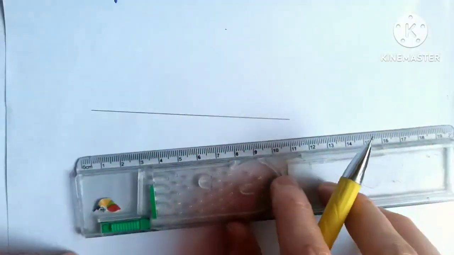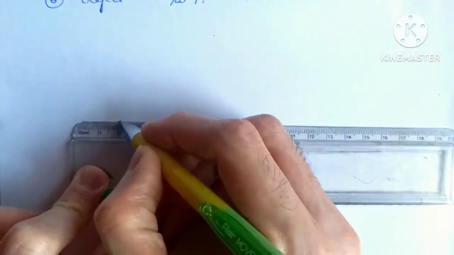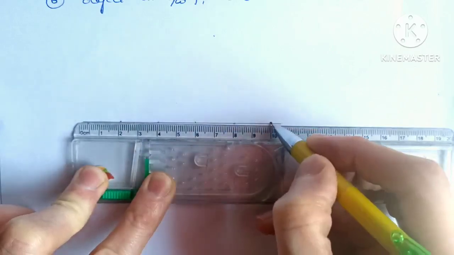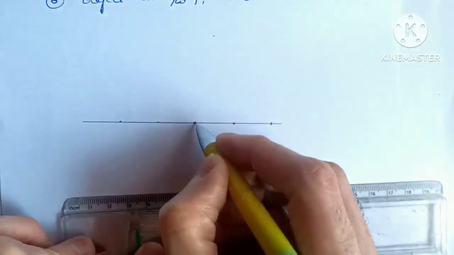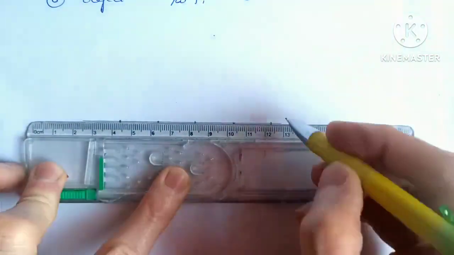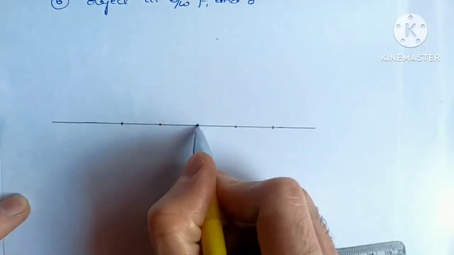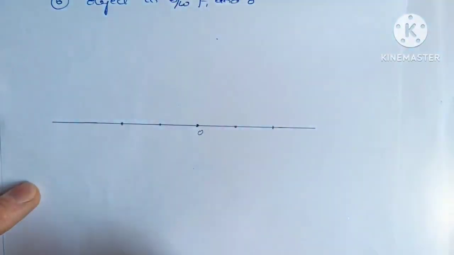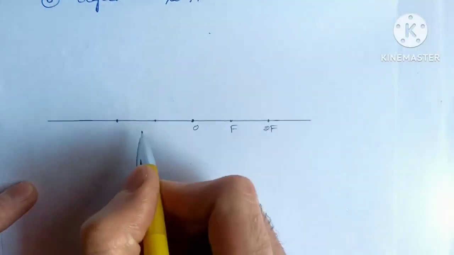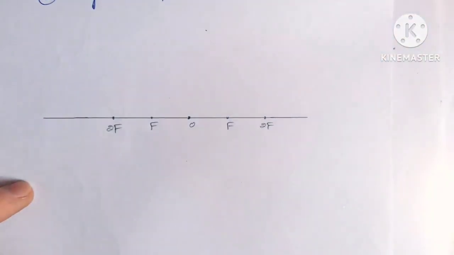After drawing the straight line, mark 2 centimeters, 2 centimeters, 2 centimeters, 2 centimeters, so 5 dots you put on the straight line. Thereafter, extend that straight line on both sides. Now this middle dot, there you mark it O. Then this is principal focus, this is double principal focus. This side also, the left side, same: principal focus and double principal focus.